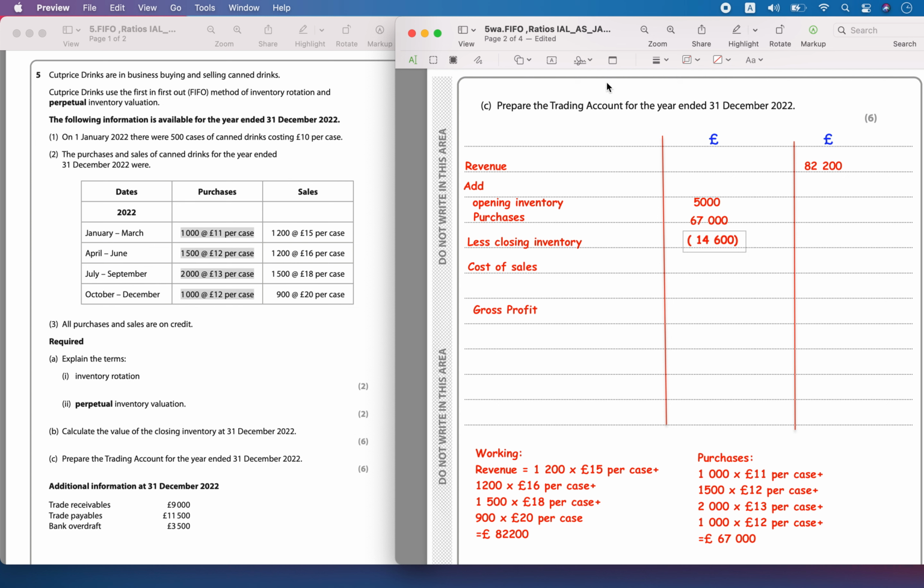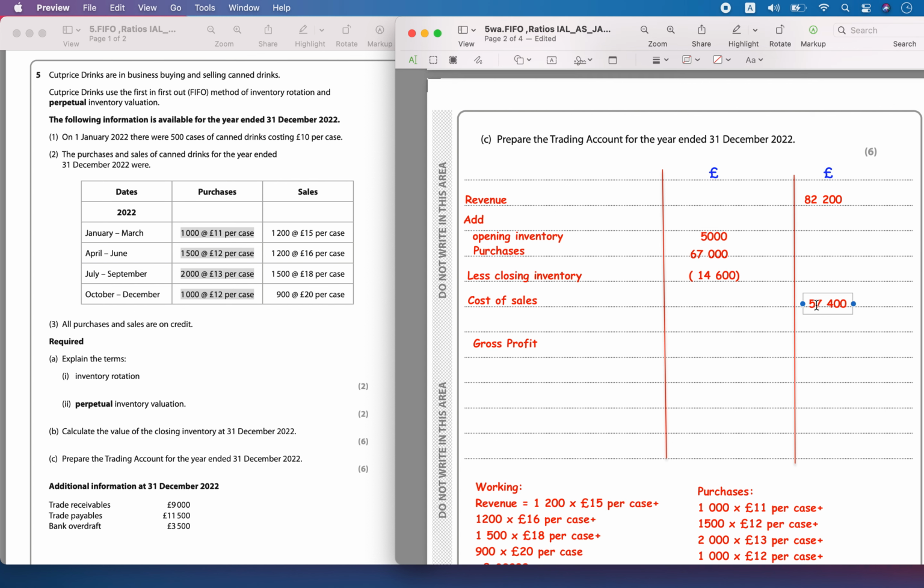Now let's calculate the cost of sales. Cost of sales is going to be equal to 5,000 plus 67,000 minus 14,600, which is 57,400. We will calculate gross profit as 82,200 minus 57,400.